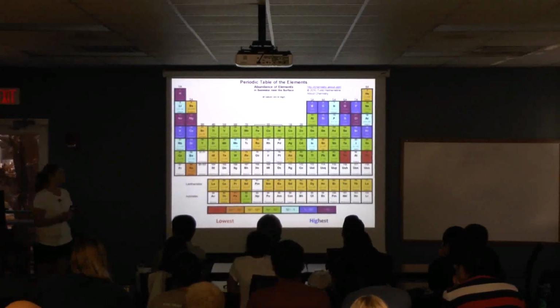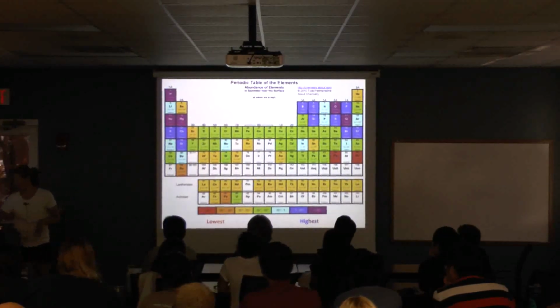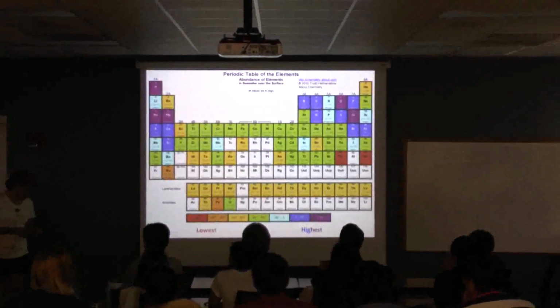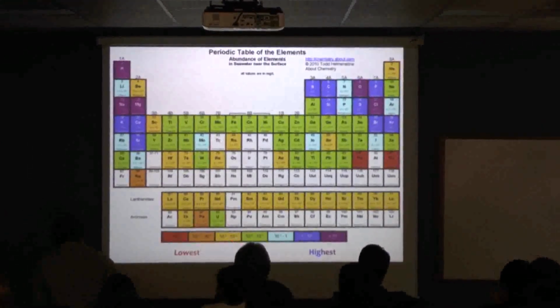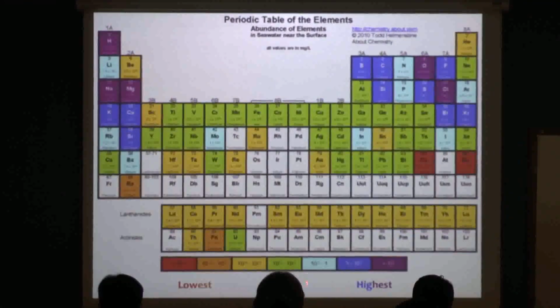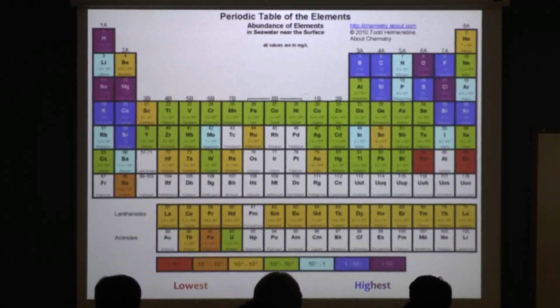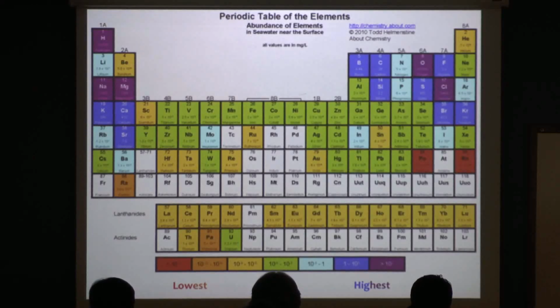This version of the periodic table is colored according to the abundance of the elements in seawater. I didn't make this particular map, but in this case they did highest concentrations in the blues and purples, the cool colors, lowest concentrations in the warm colors, the red and orange, and you can see sodium, chloride, the major components of seawater are very abundant, as you would expect.